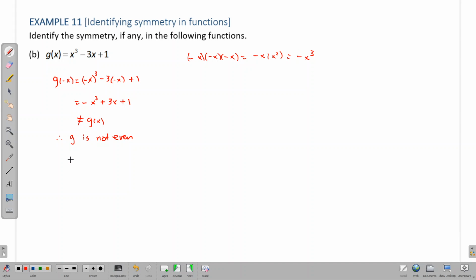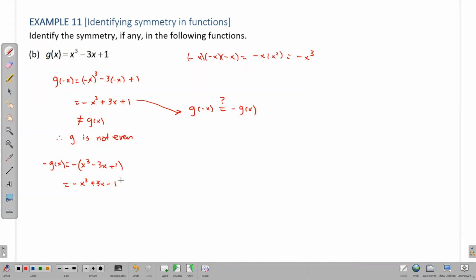But we still haven't addressed odd. So the definition of odd was we would have to have g of negative x being equal to negative g of x. I'm going to put a question mark because we have not established that. But we would need to test this. So we already know g of negative x is sitting here. We need to find this. So let's do that over here. Negative g of x. Well, that means applying a negative to the whole thing. So we can distribute the negative through negative x cubed plus 3x minus 1.